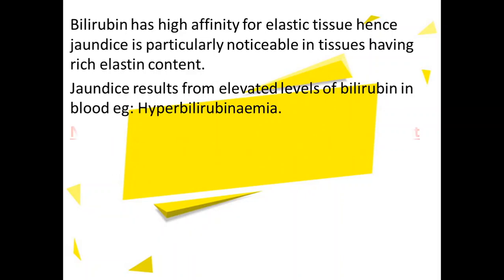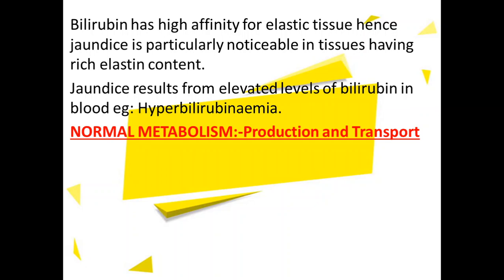When we say jaundice is due to high levels of bilirubin. What is bilirubin? Bilirubin is a pigment and it is having a high affection towards the elastic tissues, which is having high elastin content, and that is our skin and white part, sclera of eyes. So if you see the people with jaundice, they are having yellow skin and yellow eyes.